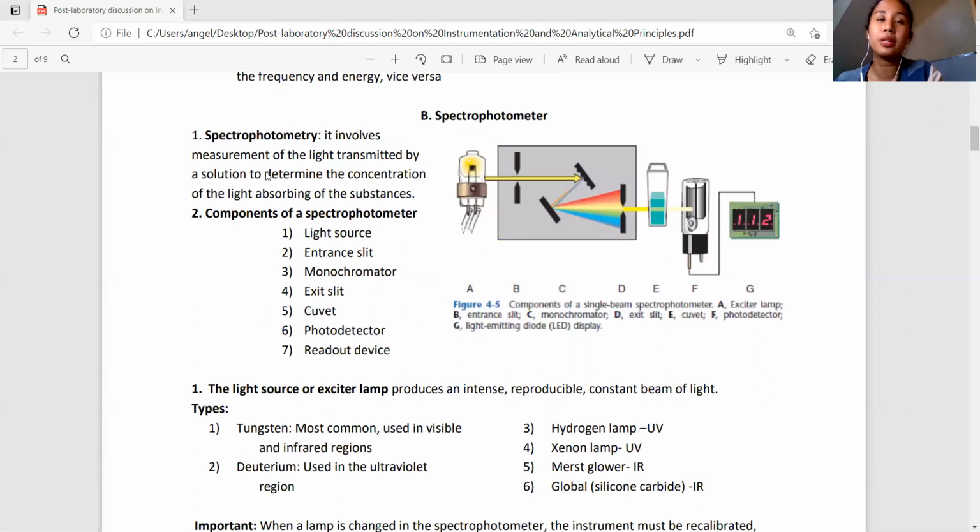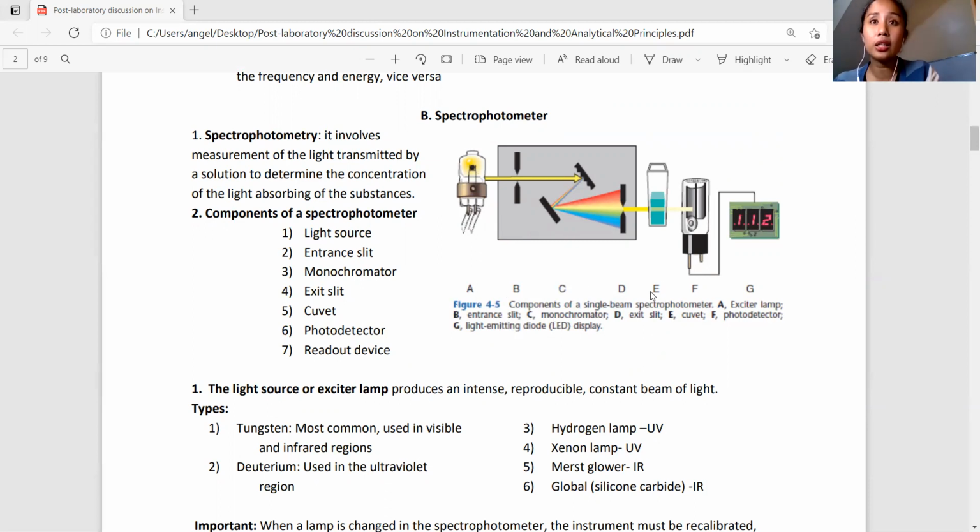So, class, in spectrophotometer, it's very important that you would know the basic components of a single beam spectrophotometer. So, dapat memorize nyo na yung light source natin or exciter lamp. So, this would be our source of electromagnetic radiation. So, pwedeng visible light, ultraviolet light. We have your letter B, entrance slit. Letter C, your monochromator. Letter D, exit slit.